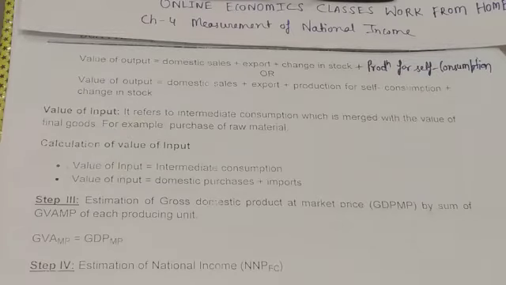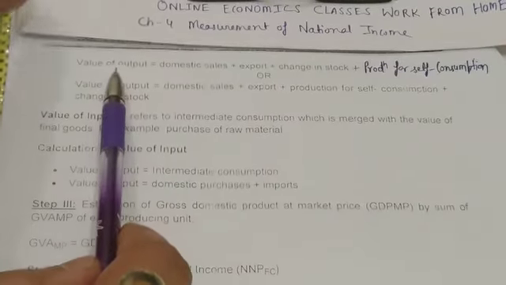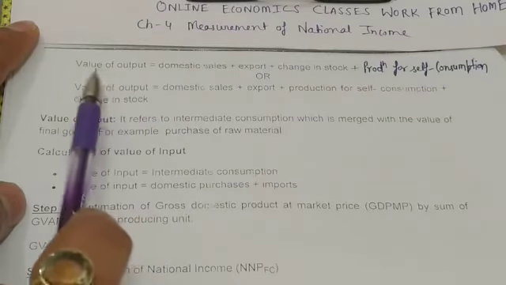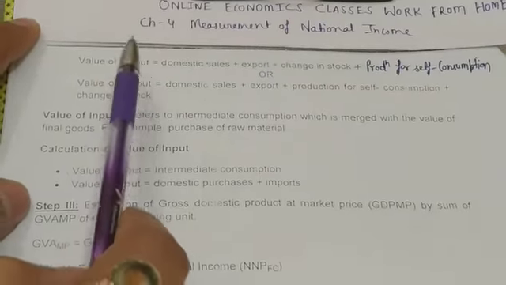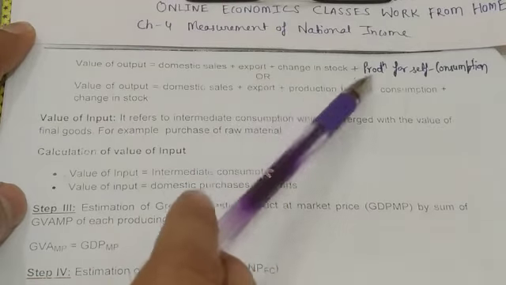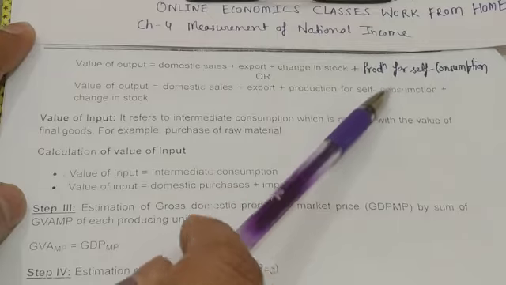Today again we will discuss chapter number 4, Measurement of National Income, which is from the Macroeconomics book. As you know, I have already discussed with you the meaning of value of output and the formula of value of output. Today we will discuss the formula again. See here: domestic sales plus export plus change in stock plus production for self consumption.